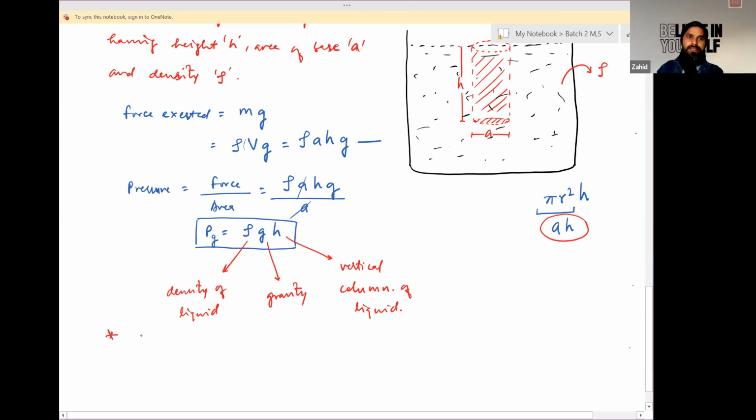Means this is independent of direction and independent of amount of liquid.